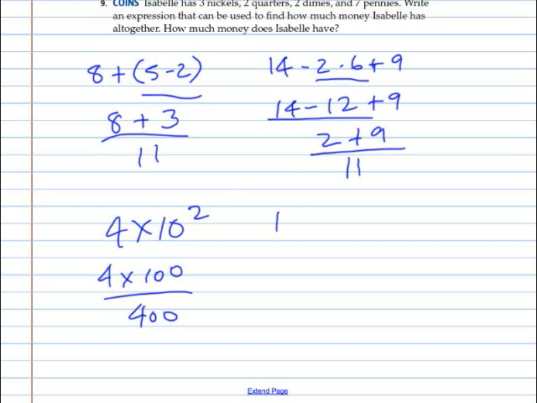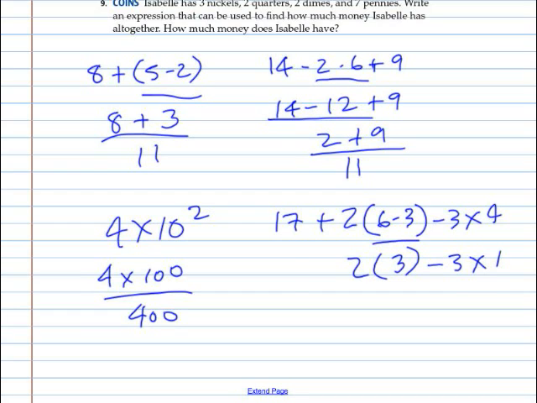Number 7, 17 plus 2 times 6 minus 3 minus 3 times 4. Step number 1, 6 minus 3 is 3. Gives us 2 times 3 there, minus 3 times 4.